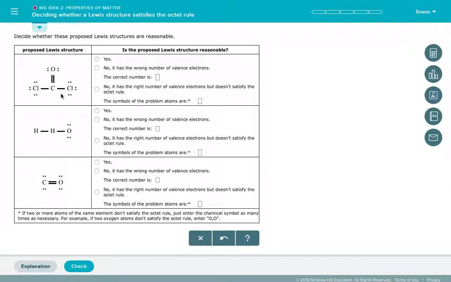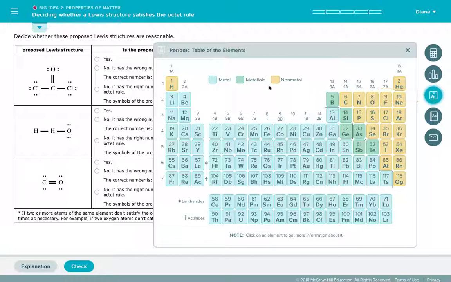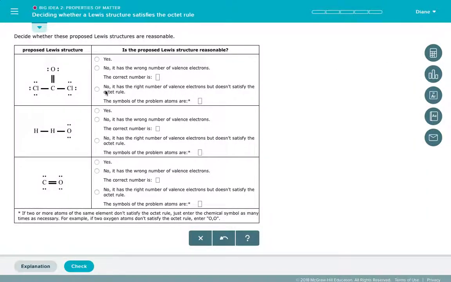Let's look at this one right here. I have chlorine, carbon, chlorine, and oxygen. I look at my periodic table. Each chlorine has 7 electrons. Carbon has 4 valence electrons. Oxygen has 6. 4 plus 6 is 10. 2 sevens is 14. I have 24 valence electrons.